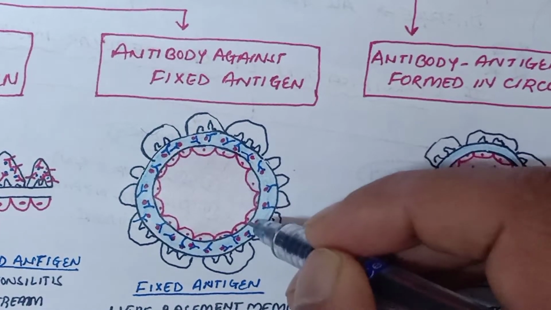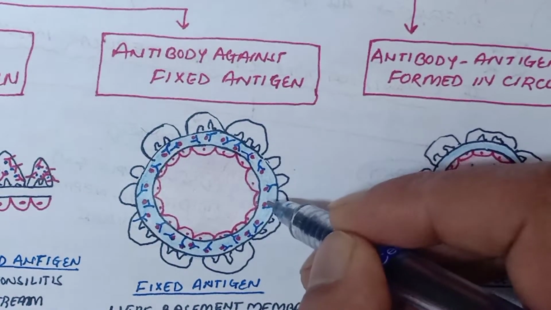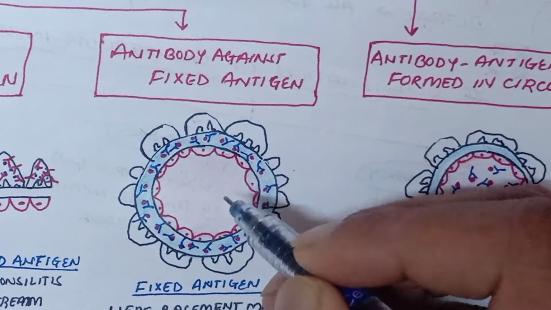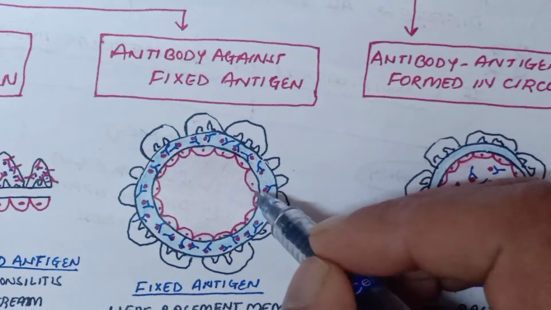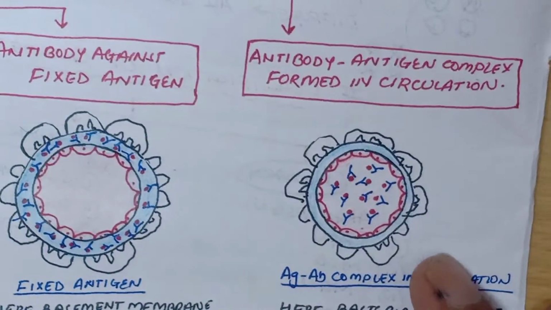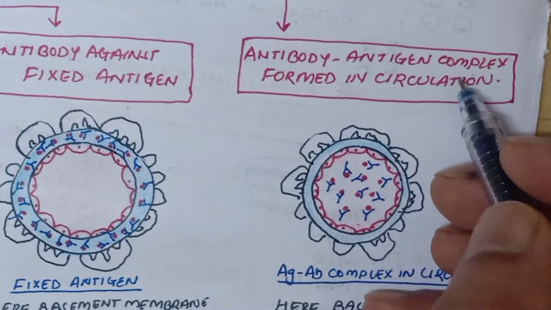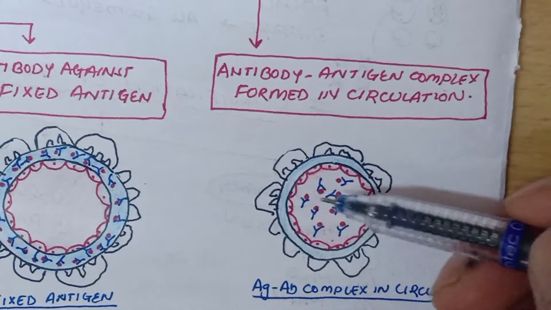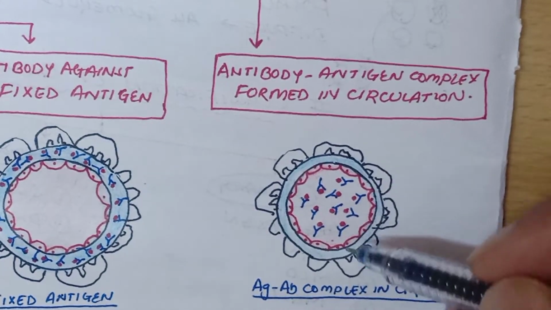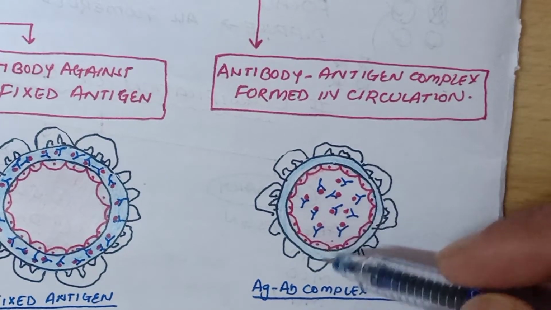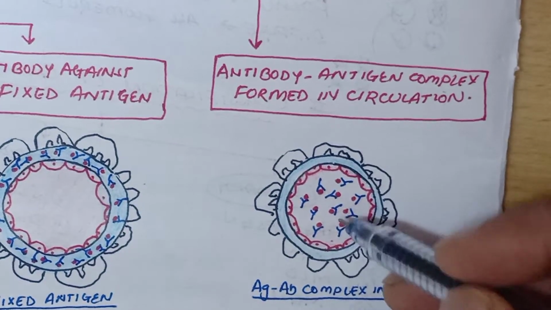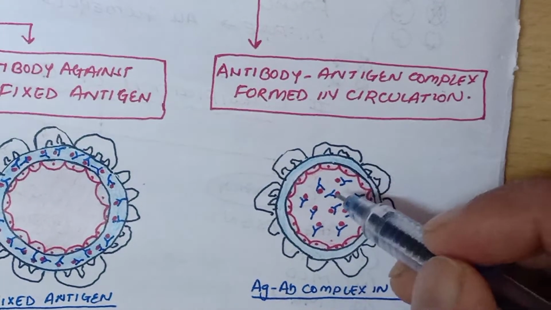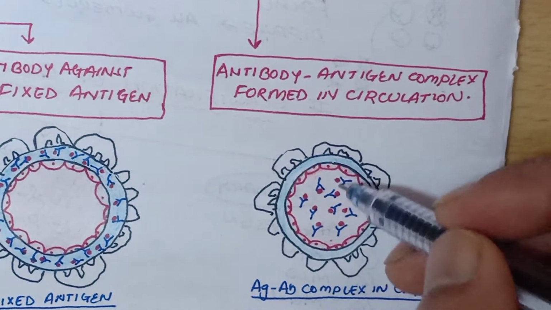So antibody will form antigen antibody complex in the basement membrane. Now this antibody antigen complex will destroy the basement membrane and will result in glomerulonephritis in situ. Now coming to antibody antigen complex formed in circulation. Bacteria is present in the blood and the body is forming antibody against the bacteria, which is an antigen in the blood. Okay, so antigen antibody complex is formed in the blood. Now this complex is getting deposited in the kidney, so the basement membrane will be disturbed and will result in glomerulonephritis.